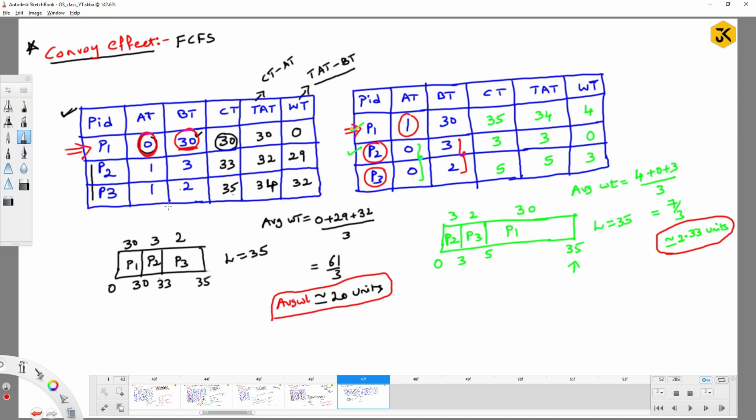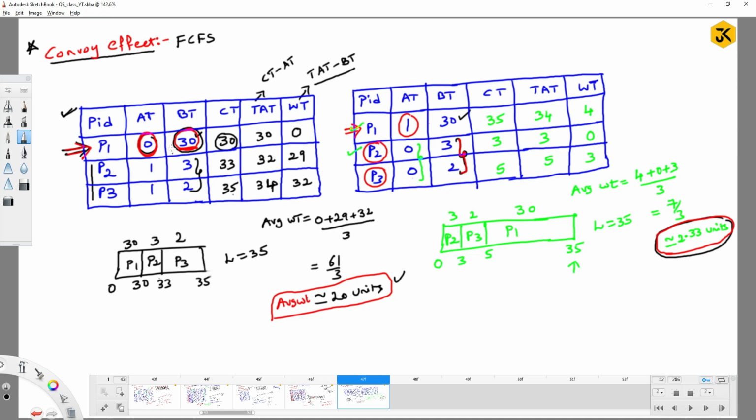Which means in this particular example, the bigger process arrived early, before the smaller process. That's why it is leading to an average waiting time of 20 units. Whereas in this second example, the smaller processes are executed first, then the bigger process is given a chance. That's why we got 2.33 units of time. This is what we call the convoy effect.